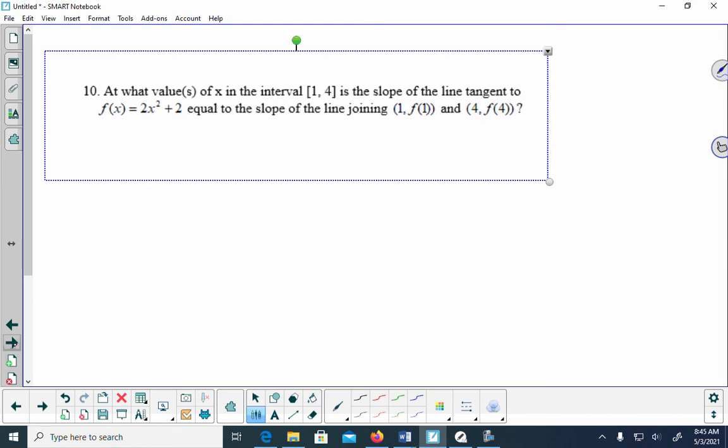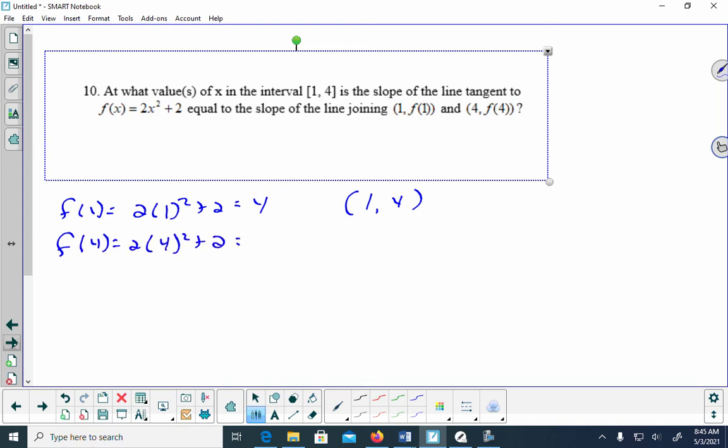Number 10, it says at what values of x in the interval [1, 4] is the slope of the line tangent to the graph of f of x squared equal to the slope of the line joining those 2 points. So I'm going to find f of 1. So that'll be 2 times 1 squared plus 2, and that'll end up being 4. So I have 1 point that's (1, 4). Then I'm going to find f of 4. So there'll be 2 times 4 squared plus 2. So there'll be 32, 34. So I have a point (4, 34).